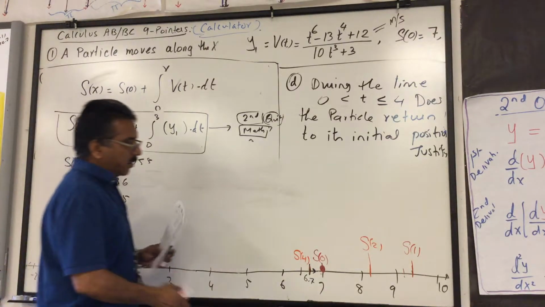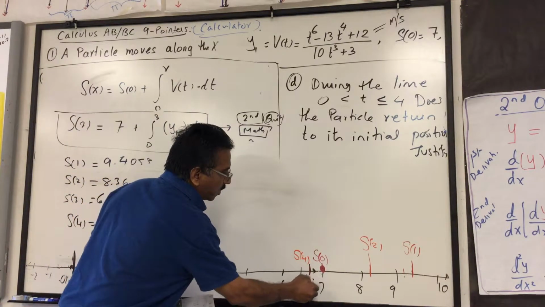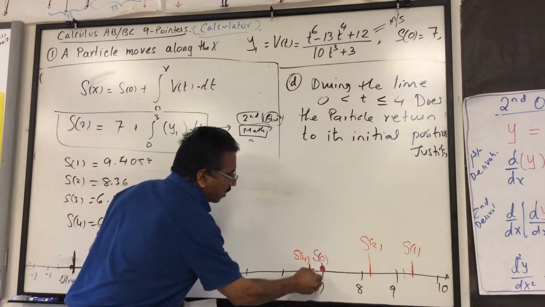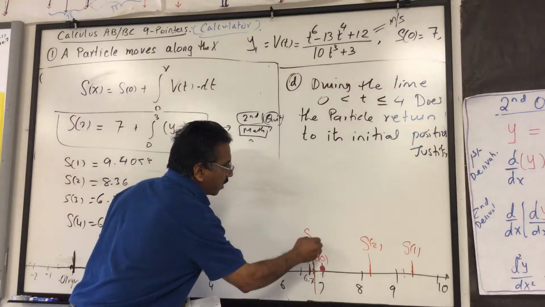So that is 6.85, this is 6.7, and 6 is so close. This is 6.7, this is 6. So I'm going to make it up here and say, okay, this is S of 3.